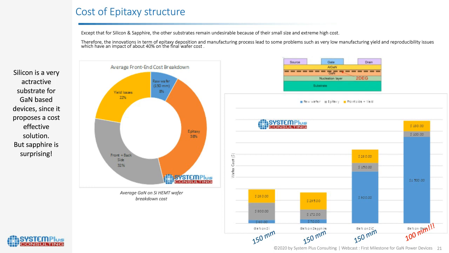Why we focus on epitaxy? Because if you have a look at the cost of a GaN on silicon HEMT, we see that the epitaxy has a big impact on the final cost of the device.